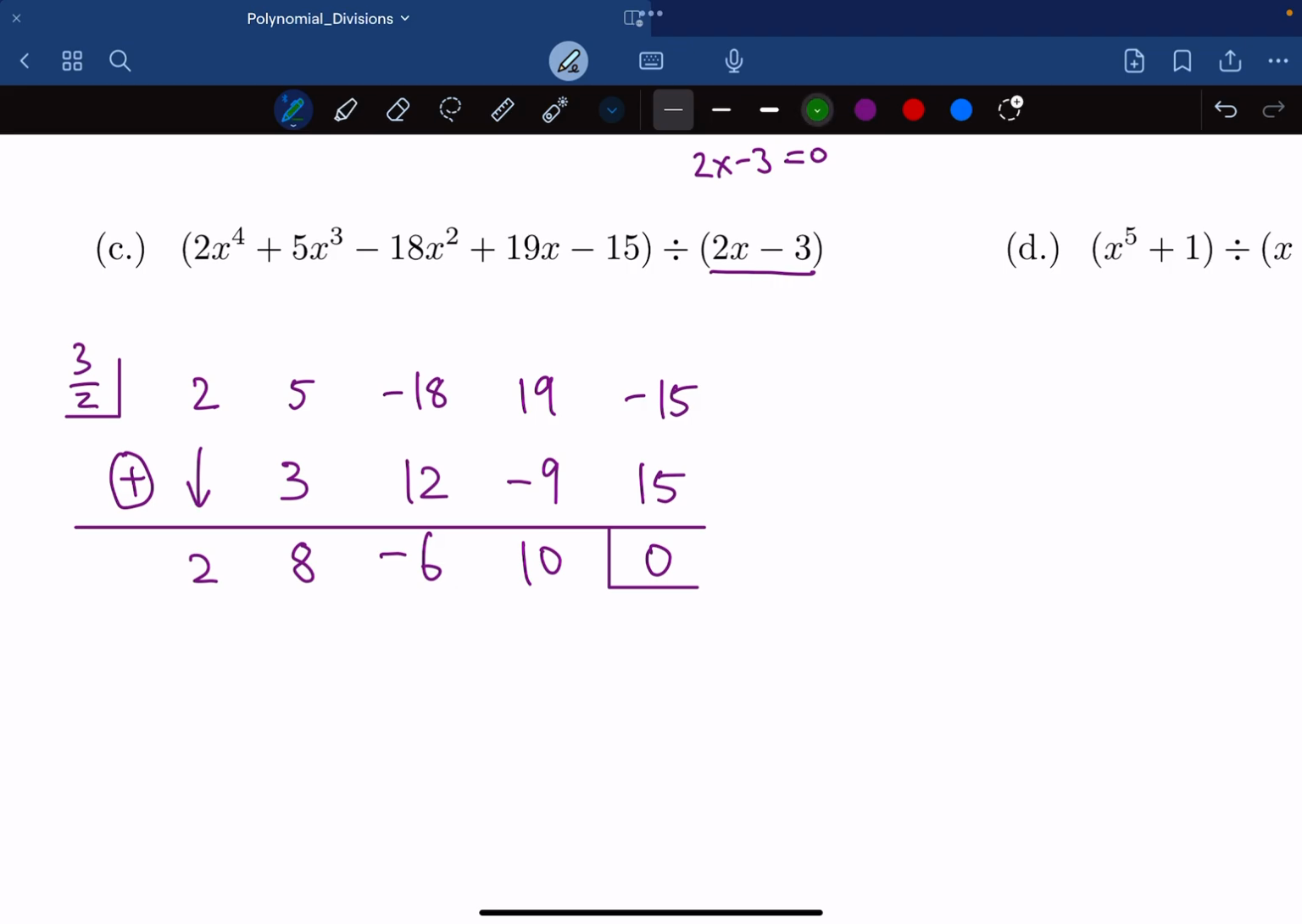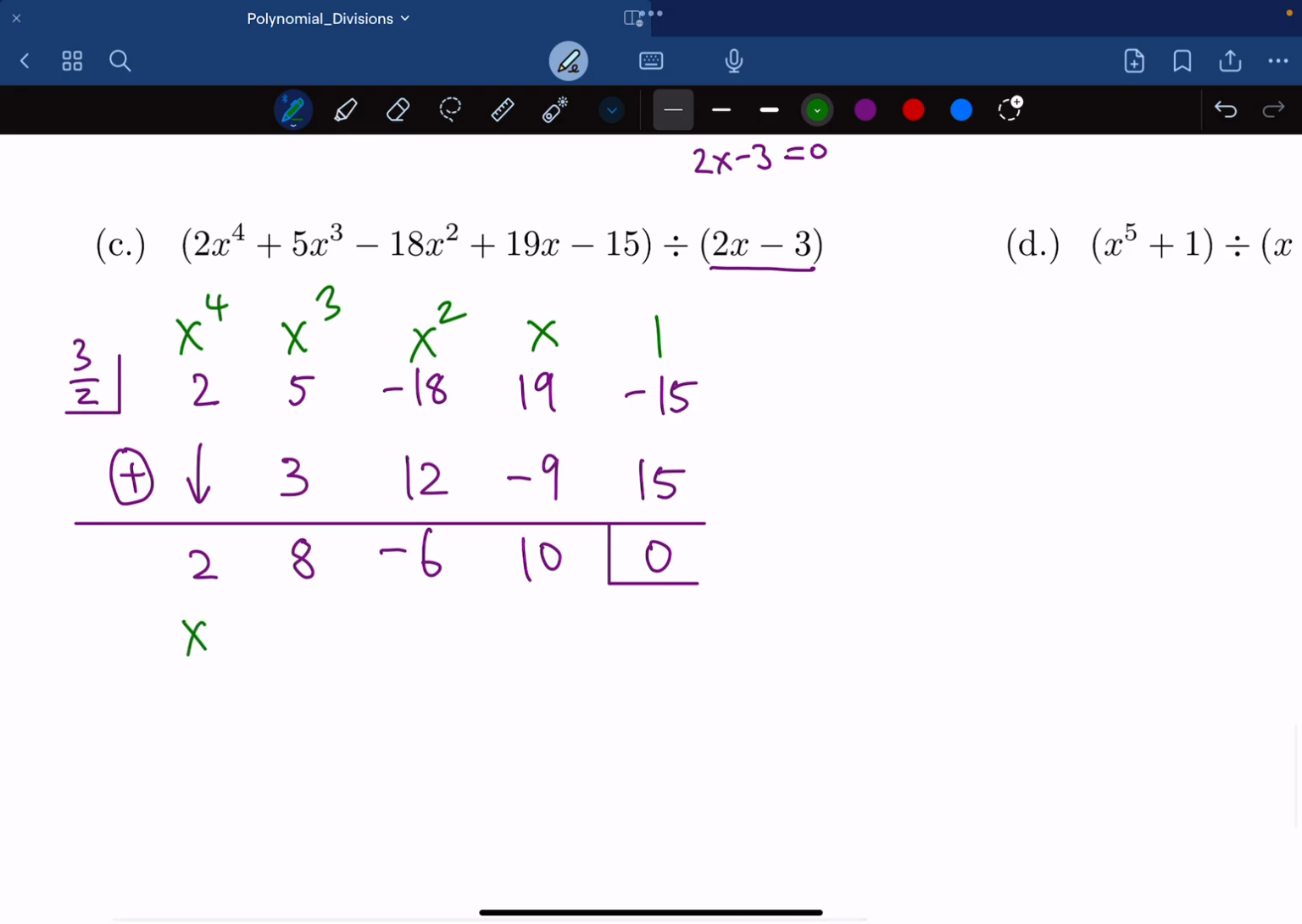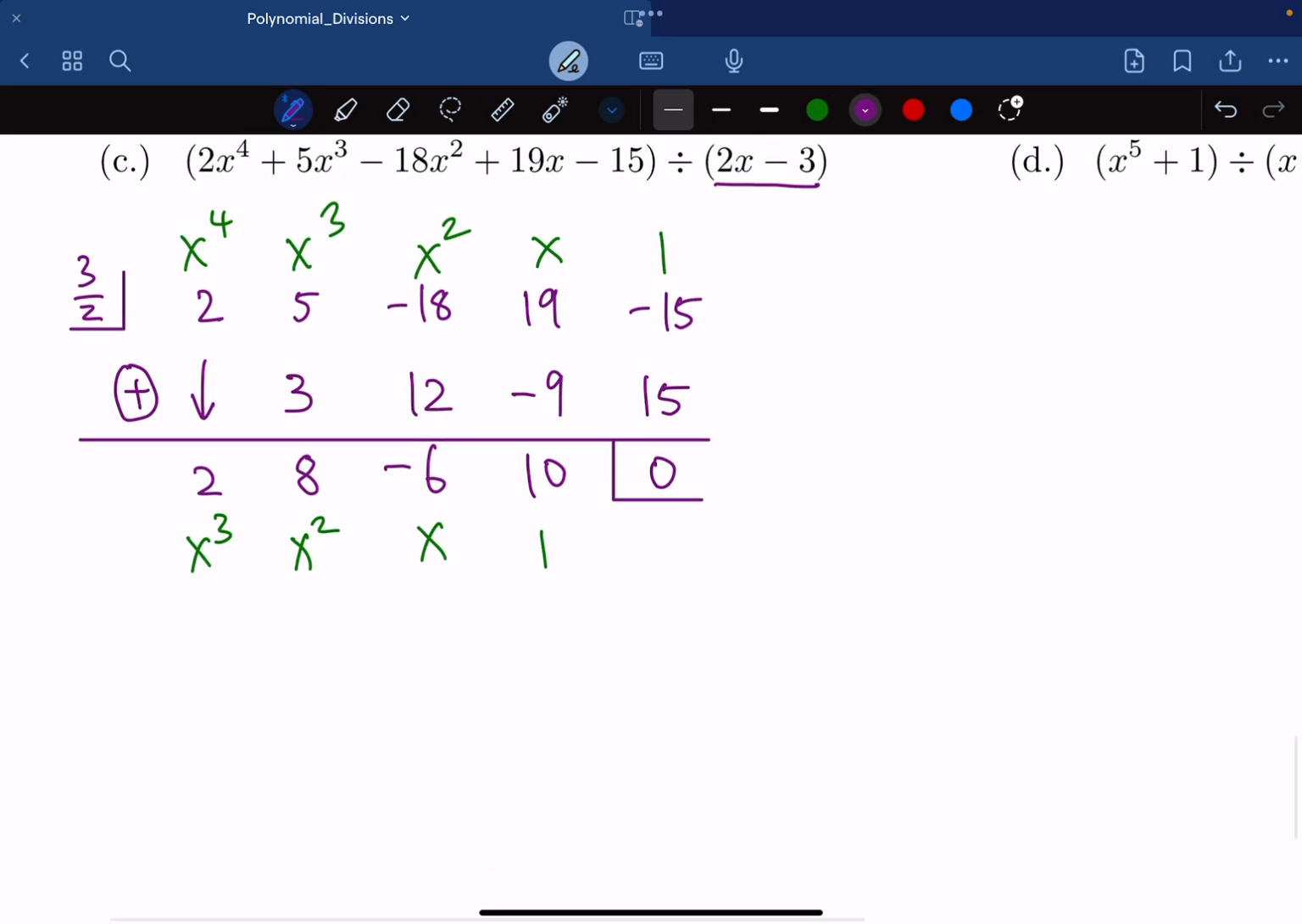It looks all nice and dandy until we take a look at what the answer is supposed to be, right? Again, just writing down the green, the power of x here is x to the fourth, x to the third, x squared, x, and constant term. That means on the bottom, I'll have 2x to the third, right? And then x squared, x, and constant terms like that. So my answer looks to be 2x to the third plus 8x squared minus 6x plus 10. And again, there's no remainder here, so that should be the answer. Except it isn't.